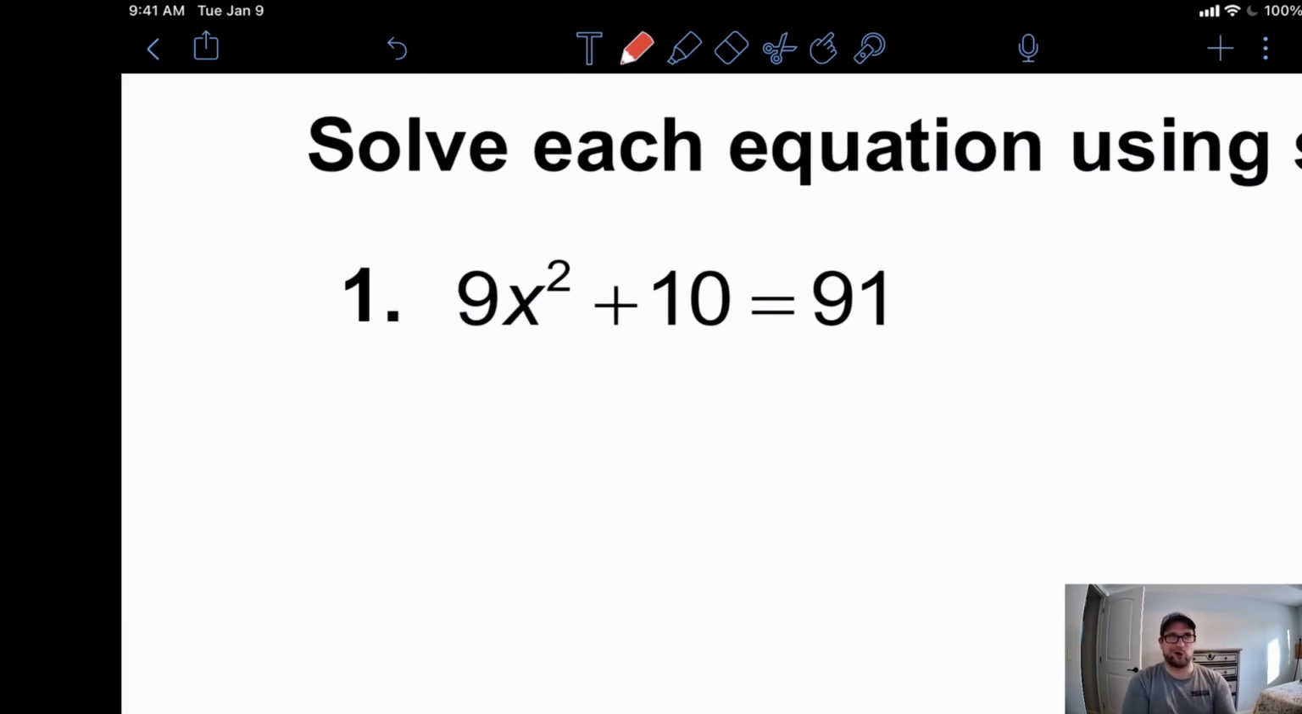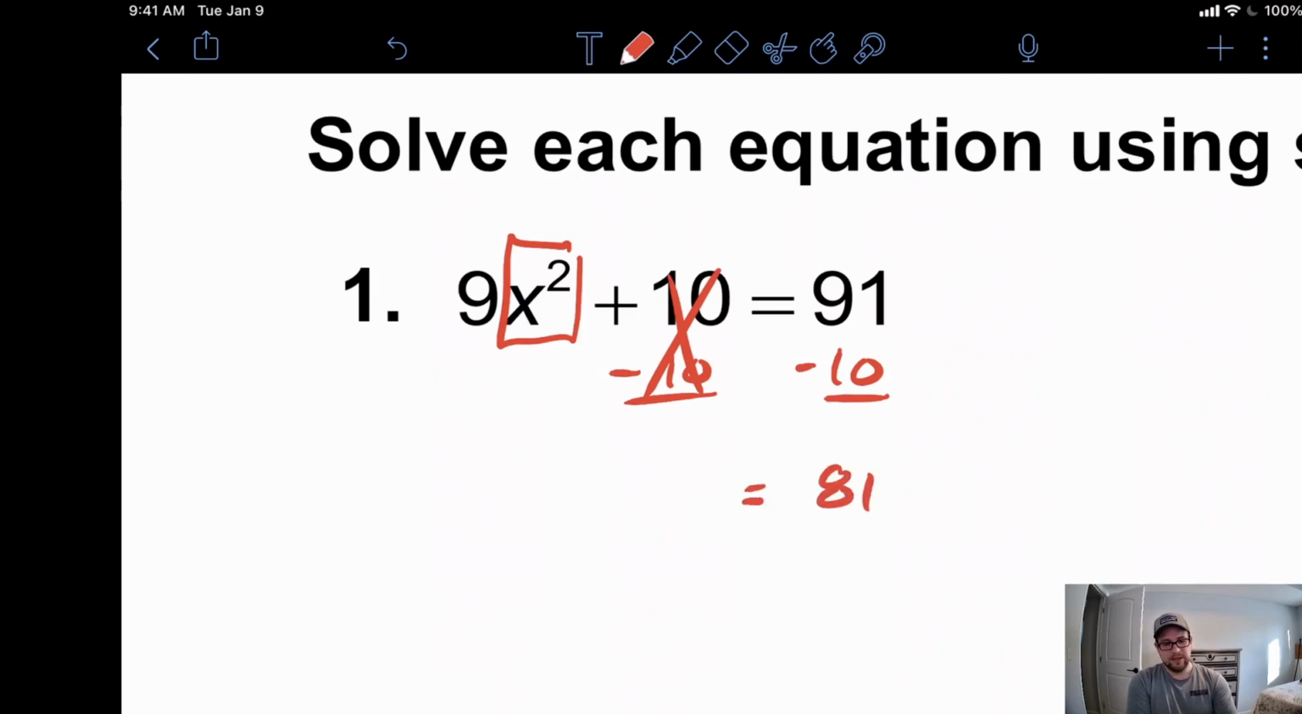So remember, our goal is always to get whatever is being squared alone so that we can take the square root of it. Now, in this situation, only x is being squared. The 9 is hooked onto it. So what we want to do is get rid of everything except for the x squared. Remember, in math, we always get rid of the part that's added or subtracted first. 91 take away 10 will be 81, and I'll be left with just 9x squared.